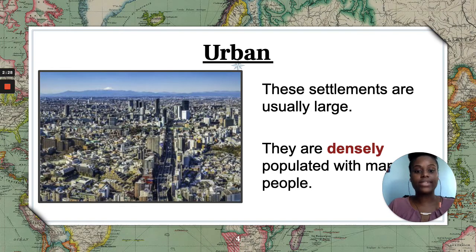And they are densely populated with many people. So we learn some terms. There's low density and high density. Rural areas and rural settlements are low density, meaning that they have few people. Urban settlements are high density, meaning that they are full of many people, okay? So those are the two types of settlements.